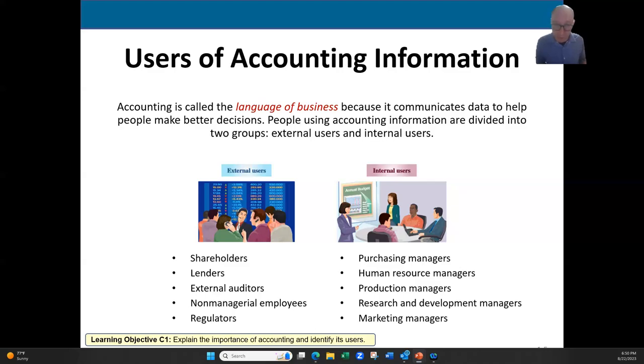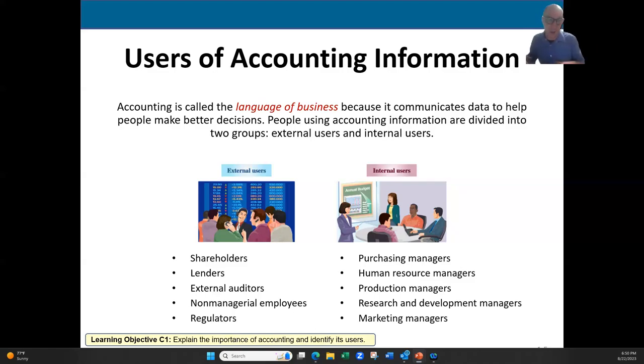Non-managerial employees of the business. If I'm working for a company, I want to know how well they're doing. It's important to me that I work for a company that does well. And regulators. These are lawmakers, the Internal Revenue Service, IRS, other government agencies, etc. They're all external to the business. Non-managerial employees kind of work for the business, but they're not managers.